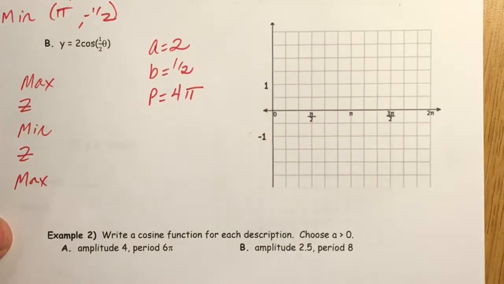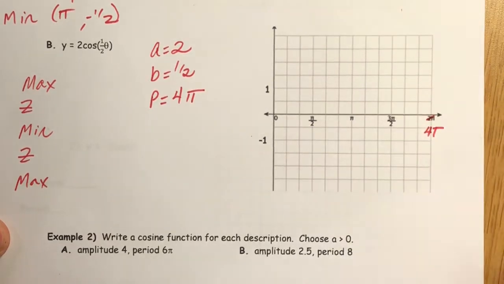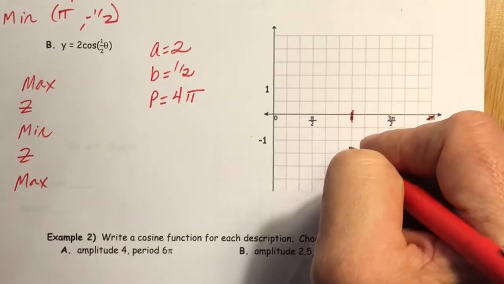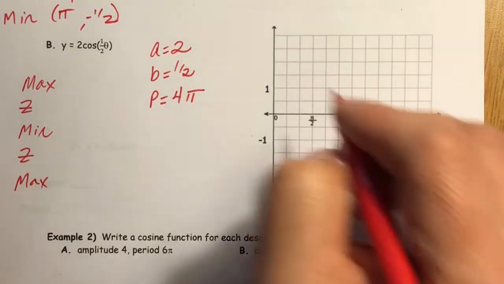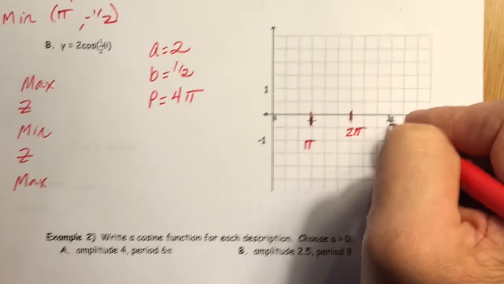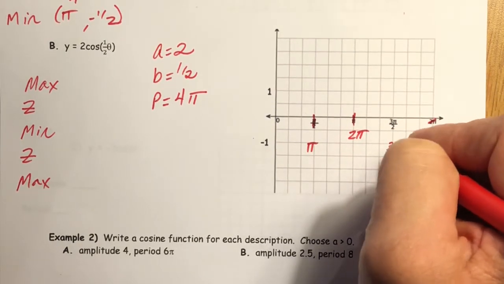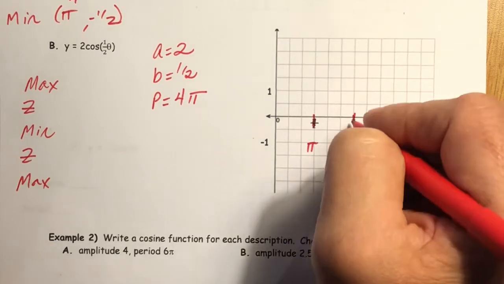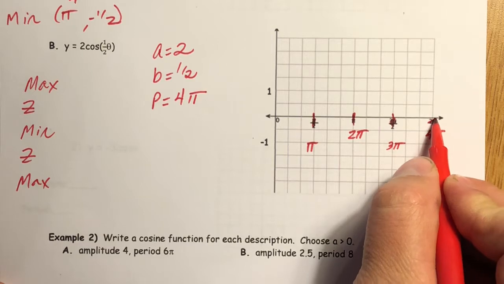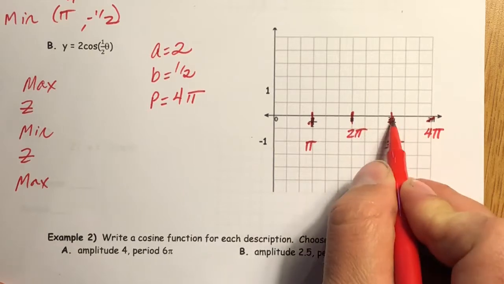All right, I'm going to change this to 4 pi. Half of that right here is going to be 2 pi. Half of that is just going to be pi. And then over here, this is going to be 3 pi. So once again, I went out to the end of my period, the end of that cycle, 4 pi. Half of that is 2 pi. Half of that is just pi. And then the midpoint between these two is 3 pi.